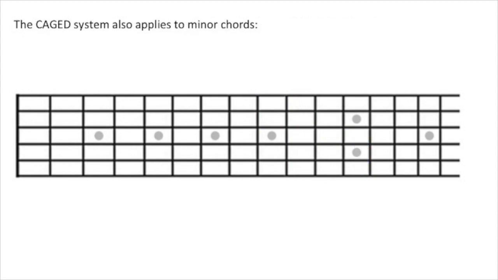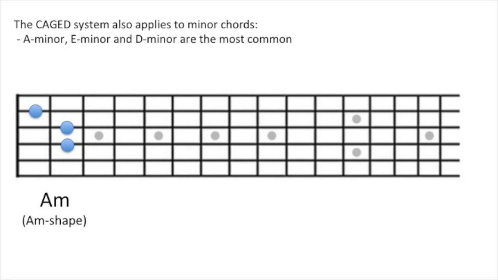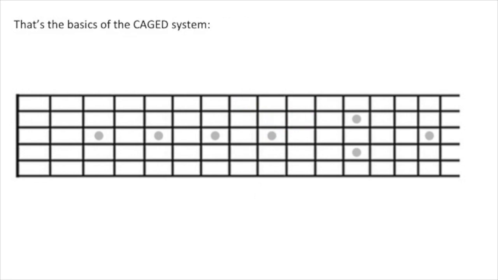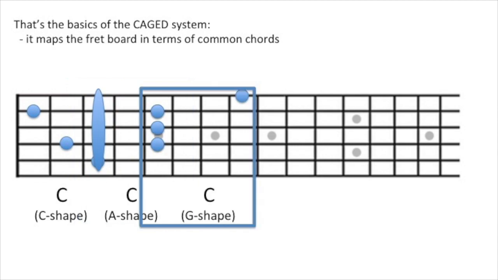Naturally, the CAGED system also applies to the minor chords. A minor, E minor and D minor are the most common shapes. So we can play A minor using the open chord, or the E minor shape, or the D minor shape. That's the basics of the CAGED system. You can see that it maps the fretboard in terms of common chords.